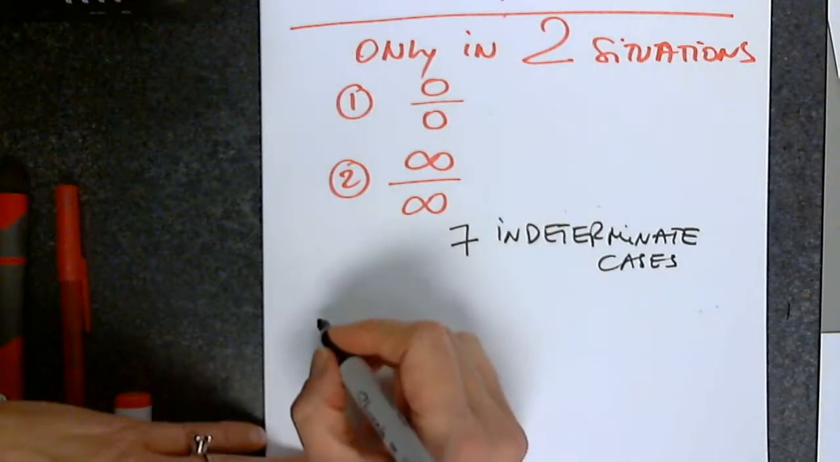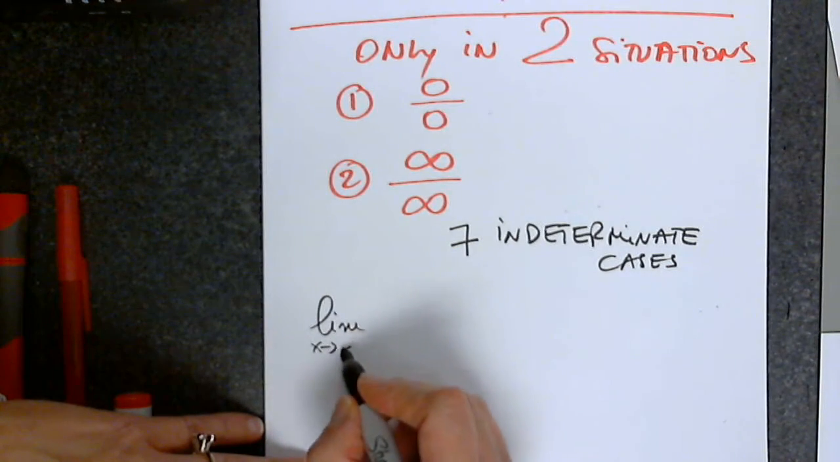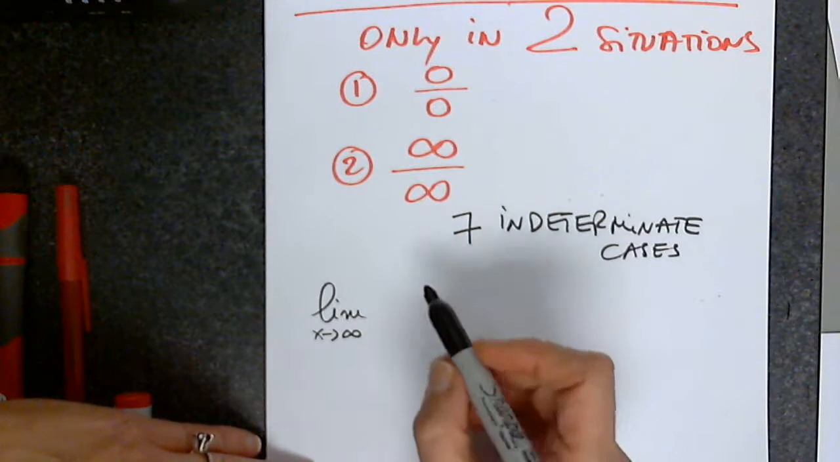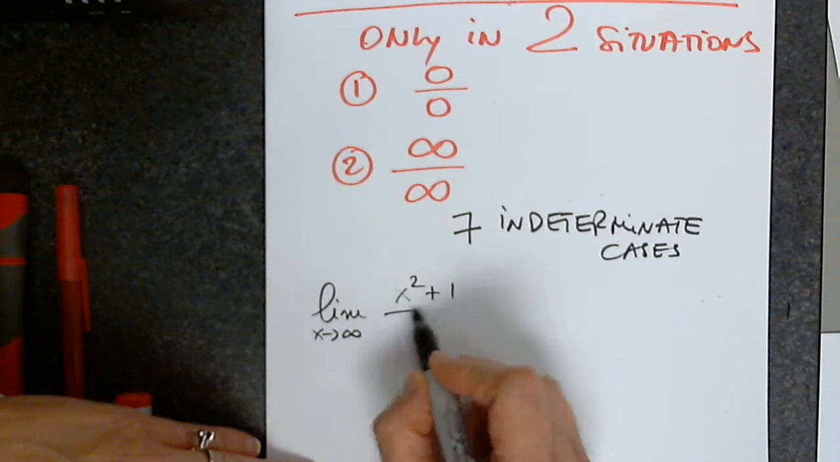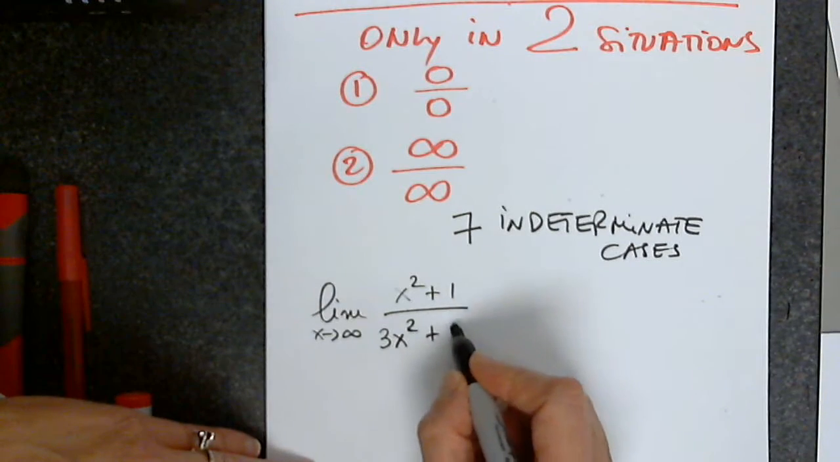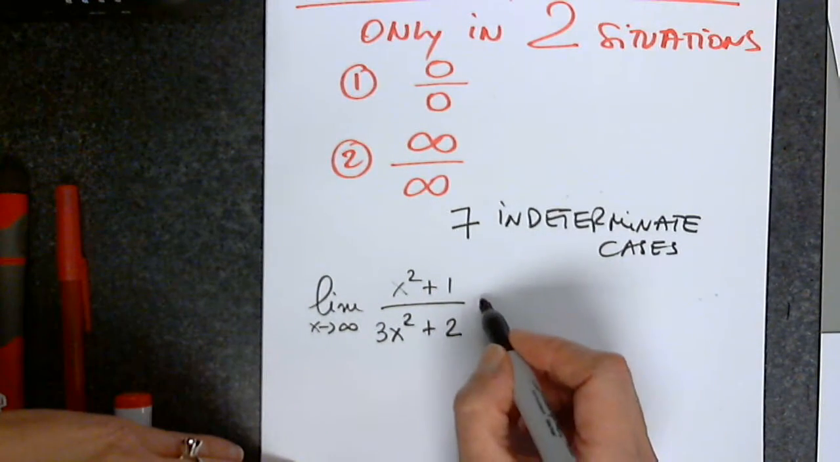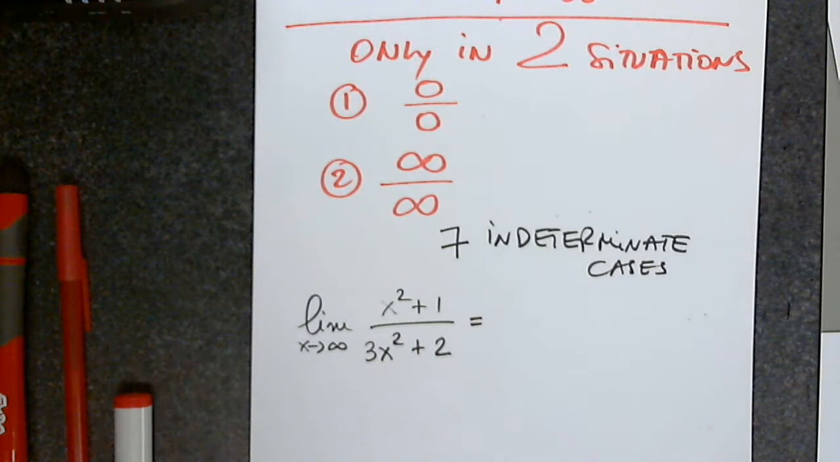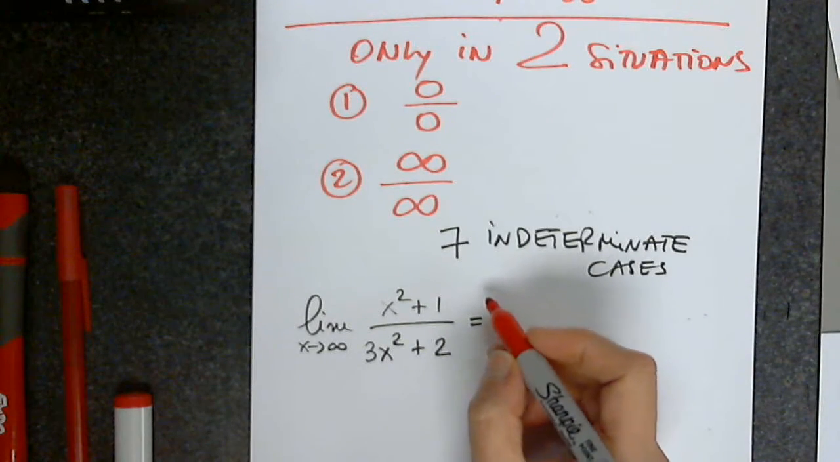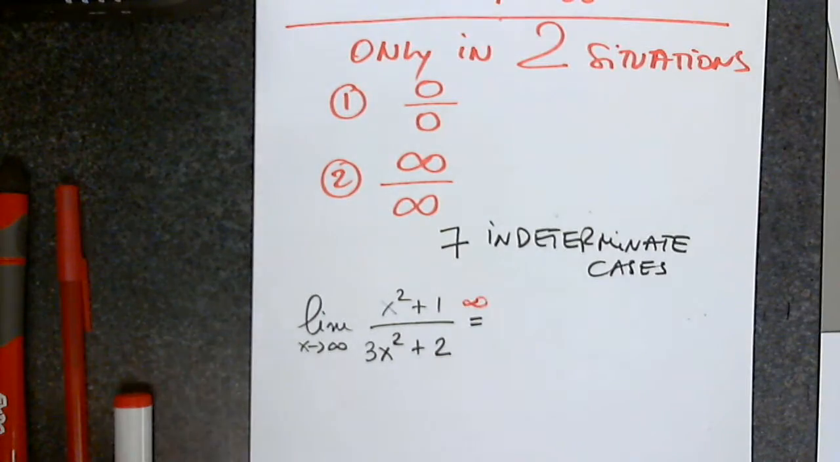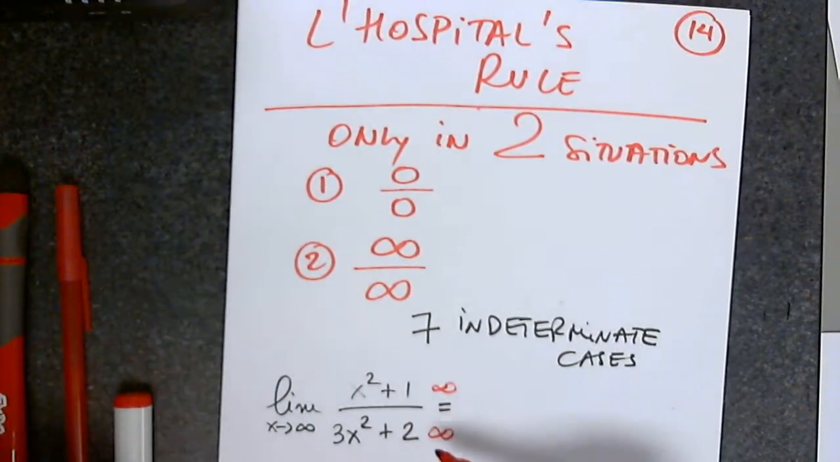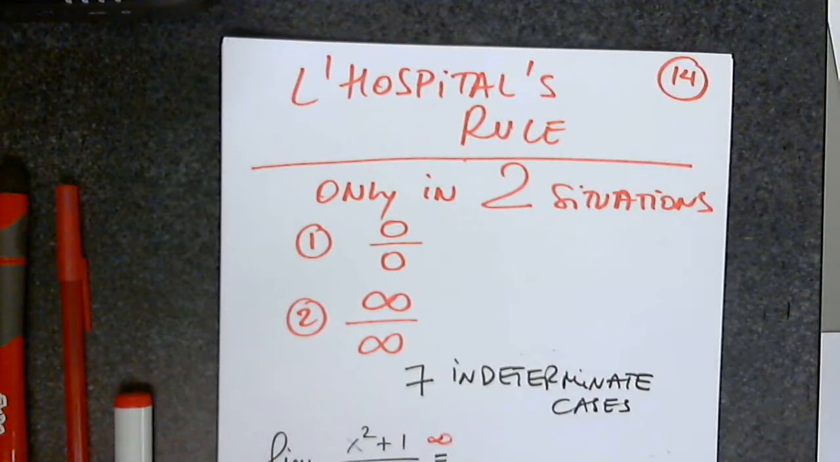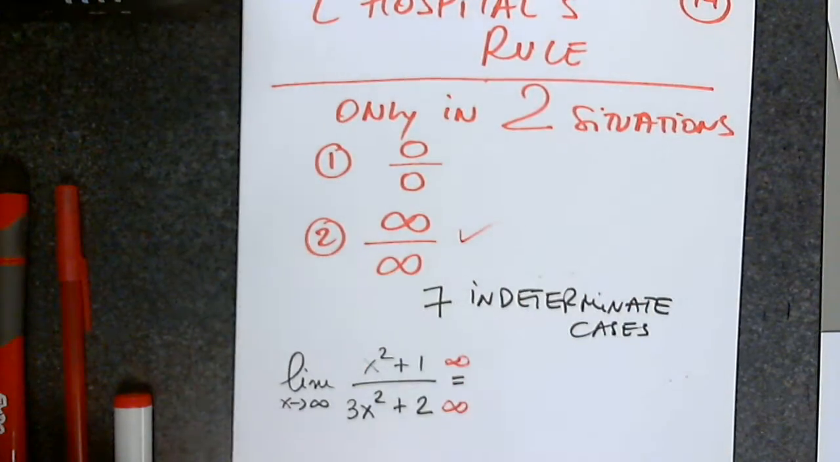In the case of limit as x approaches infinity, let's say, of x squared plus 1 over 3x squared plus 2, we have to determine this limit. And what is the first thing we have to do? Always plug it in, right? So where is the top going? Good. Where is the bottom going? Correct. So then, is this a case in which I could apply L'Hopital's rule that I haven't even explained yet? Yes, it is. It's this situation, correct?